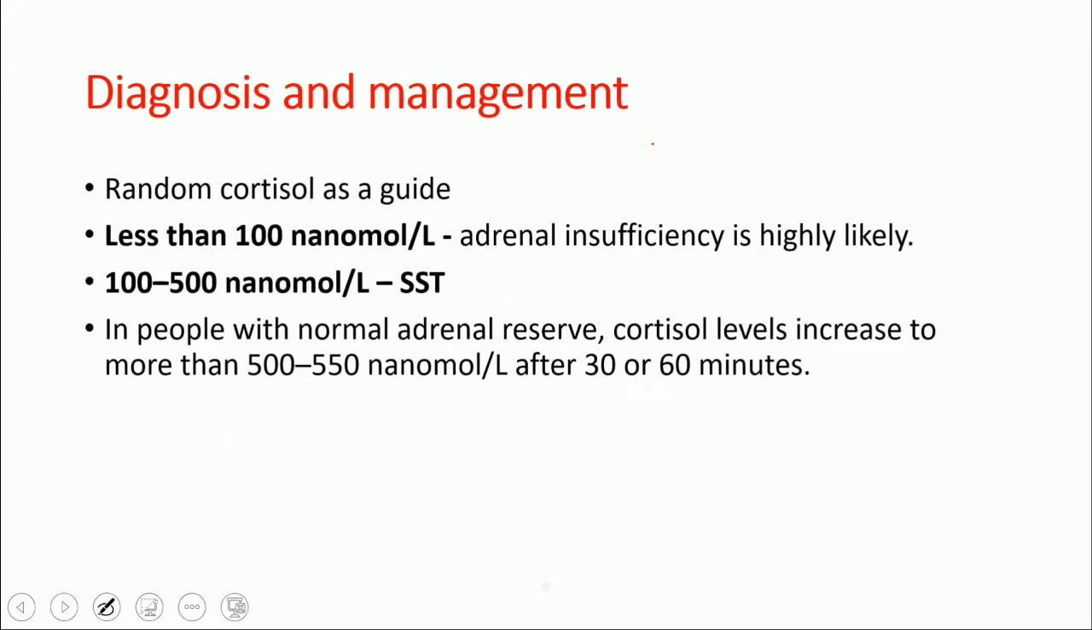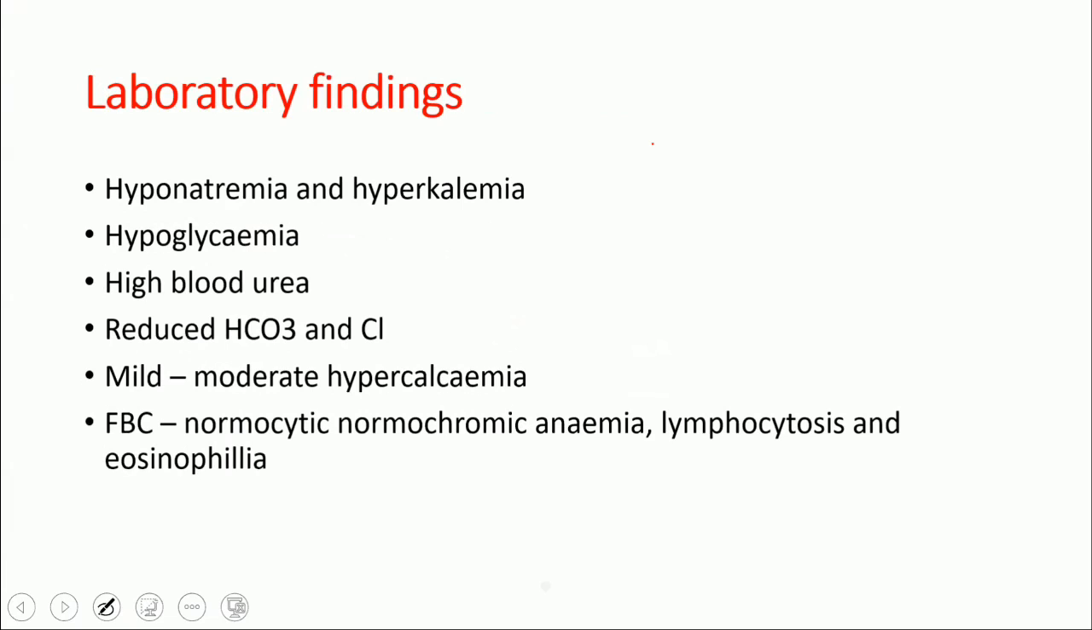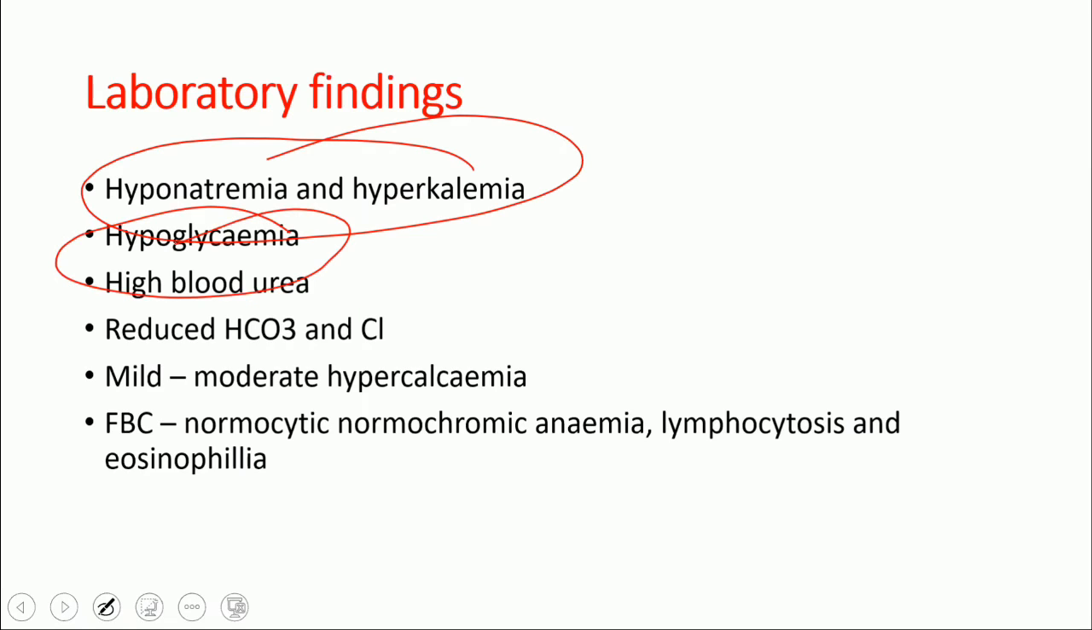Right. Now, how do we diagnose Addison's? You suspect it with the clinical syndrome, with the pigmentation, with the postural hypotension. But because of the cortisol deficiency, they get hyponatremia and hypokalemia, and also hypoglycemia. That is very important.